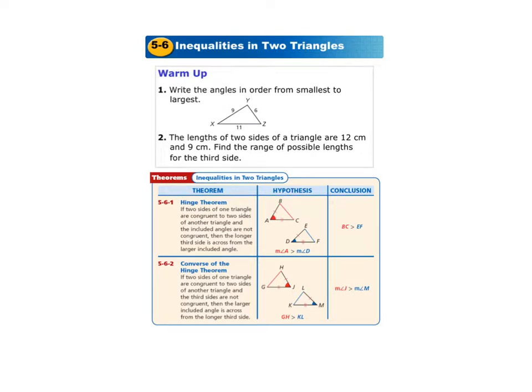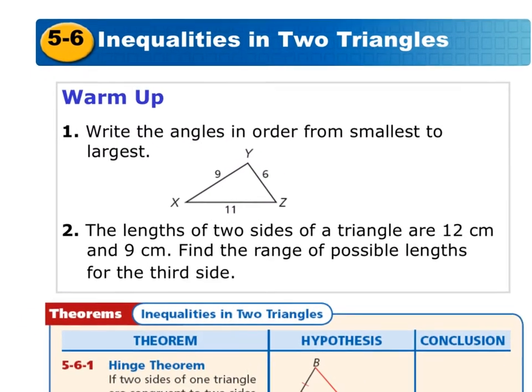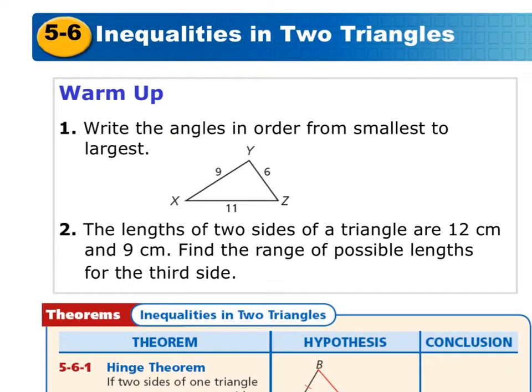Okay, this video is going to cover Chapter 5, Section 6, and it starts with the warm-up to review what you guys covered in 5.5. It says to write the angles in order from smallest to largest using the triangle that's drawn.